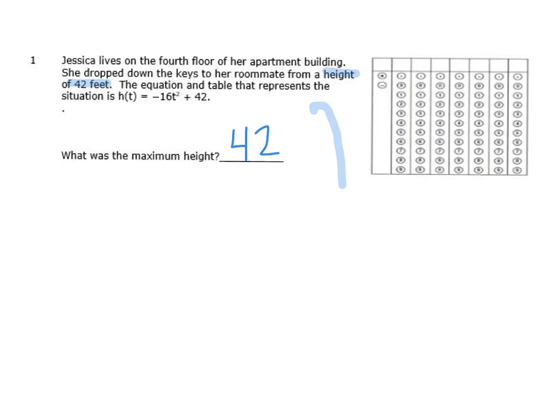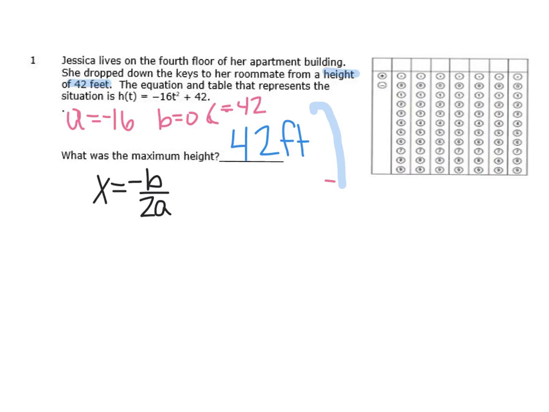Now, the other way we could go about this is using our equation for axis of symmetry, because that will give us the x value of the vertex. If we know the x value of the vertex, we can go through and find the y value. So I'm going to go ahead and show you the other method.